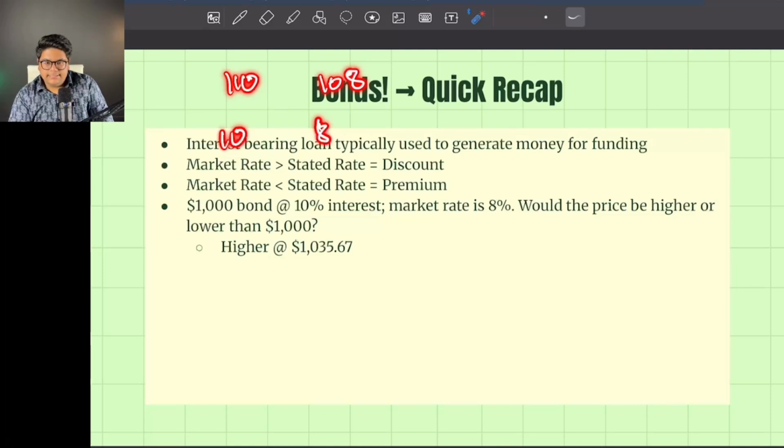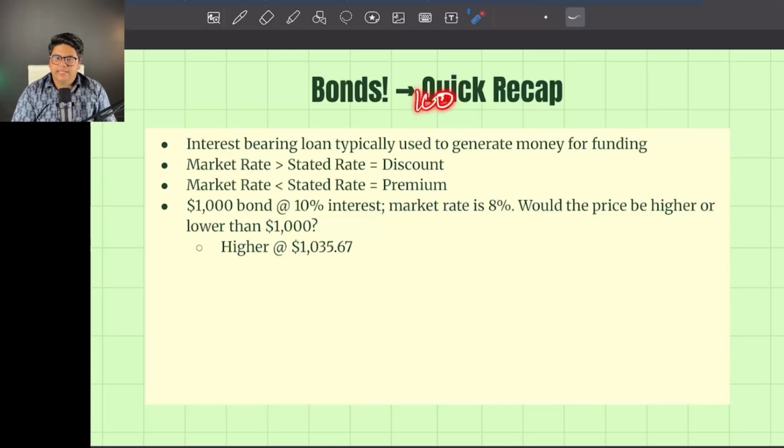So the bond needs to be issued at a discount. Instead of buying the bond for $100, the company is going to say, in order to incentivize you to buy my bond, instead of $100, you can buy it for $98, and you're still going to get back the $100. This is called a discount bond. The exact opposite is called a premium bond.